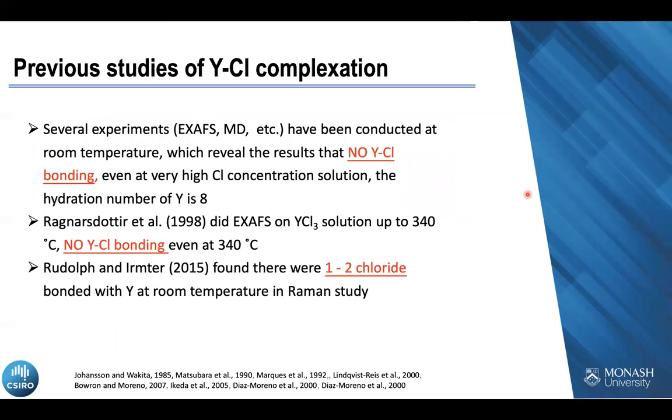Some experiments have been conducted at room temperature on yttrium chloride complexes, and all of them reveal a hydration number of 8 with no yttrium chloride bonding. And there was one experiment conducted in 1998 up to 340 degrees, and still there was no evidence of yttrium chloride bonding. And a recent study showed that there could be 1 to 2 chloride bonding with yttrium at room temperature.